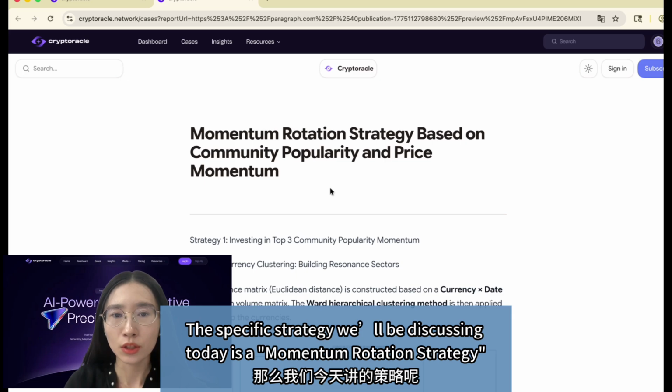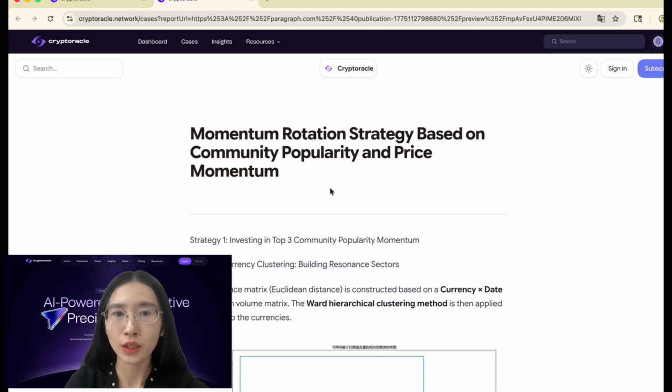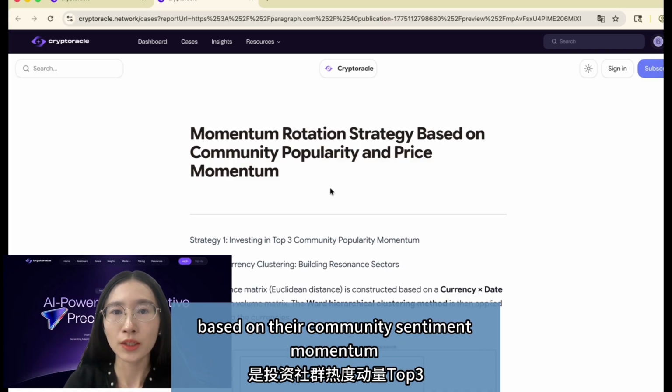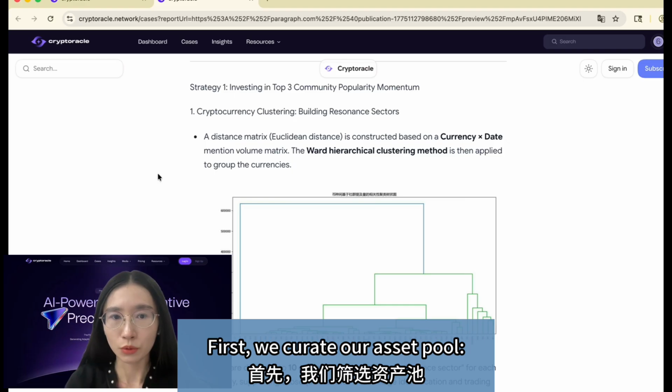The specific strategy we will be discussing today is a momentum rotation strategy based on a combination of community sentiment and price momentum. The specific implementation of this strategy involves investing in the top three assets based on their community sentiment momentum. First, we'll curate our asset pool.